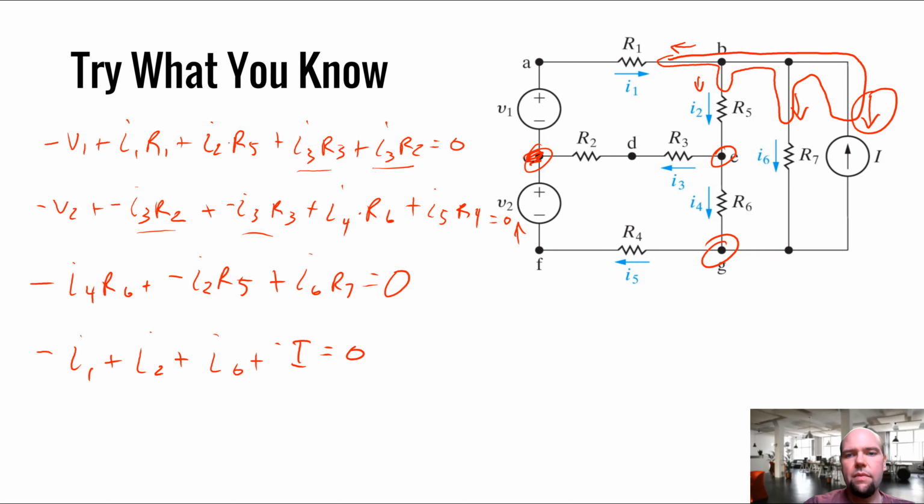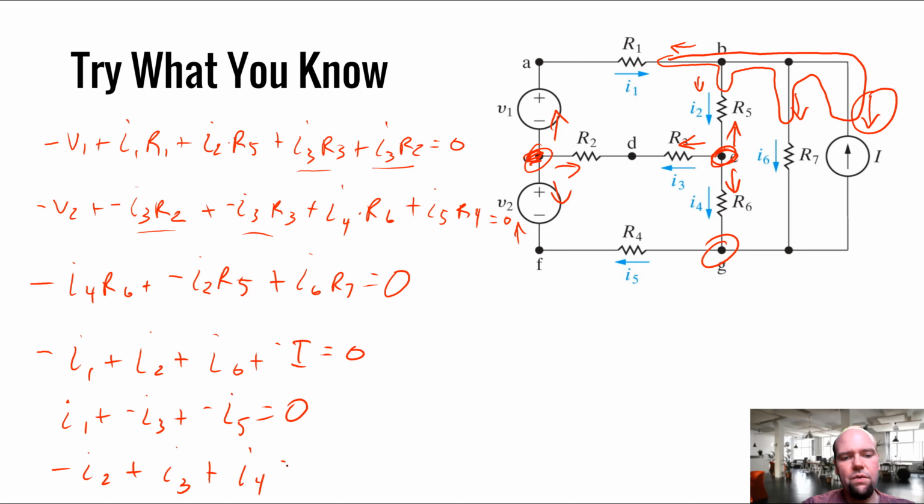Now let's go to C here. The sum of these currents has to equal 0. And what are my currents here? We got I1 plus negative I3 plus negative I5 equals 0. And let's do E now. Current's flowing out, so that's negative I2, that's I3, that's I4. So I got negative I2 plus I3 plus I4 equals 0.